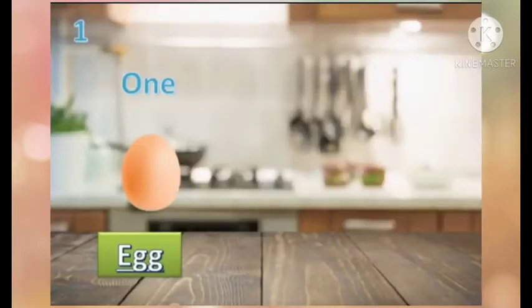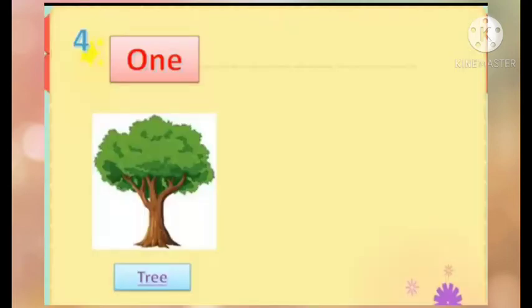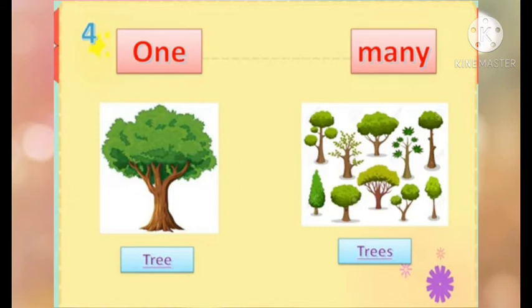See, I have one egg. What is the spelling? E-G-G, egg. And in the many section it will be eggs. E-G-G-S. Again I am adding s at the end of the word. So it is egg, eggs. Now see, this is a tree. One tree. In the many section we will write many trees. Spelling T-R-E-E, just like tree, and we will add s at the last of the word. So it is one tree, many trees.